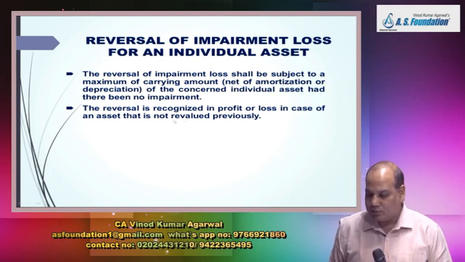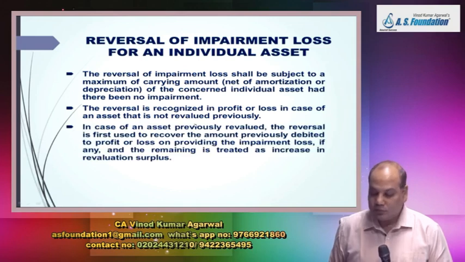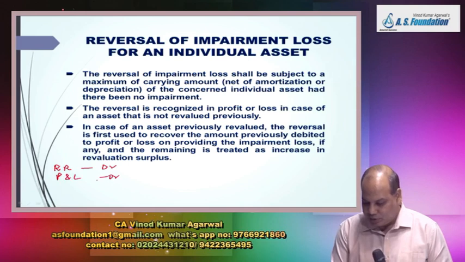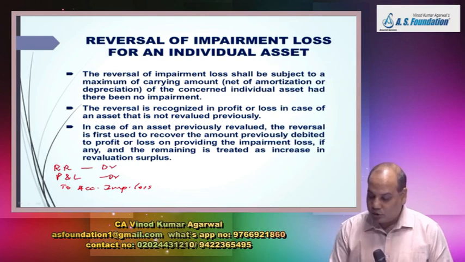The accounting treatment of reversal of impairment losses: it will be recognized in the P&L account if it is not a previously revalued asset. And if it is a previously revalued asset, then what will you do? Now go back to the journal entry I had written yesterday. Final effect: Revaluation reserve debit, P&L account debit, to accumulated impairment loss. This was the entry. Now reverse it.